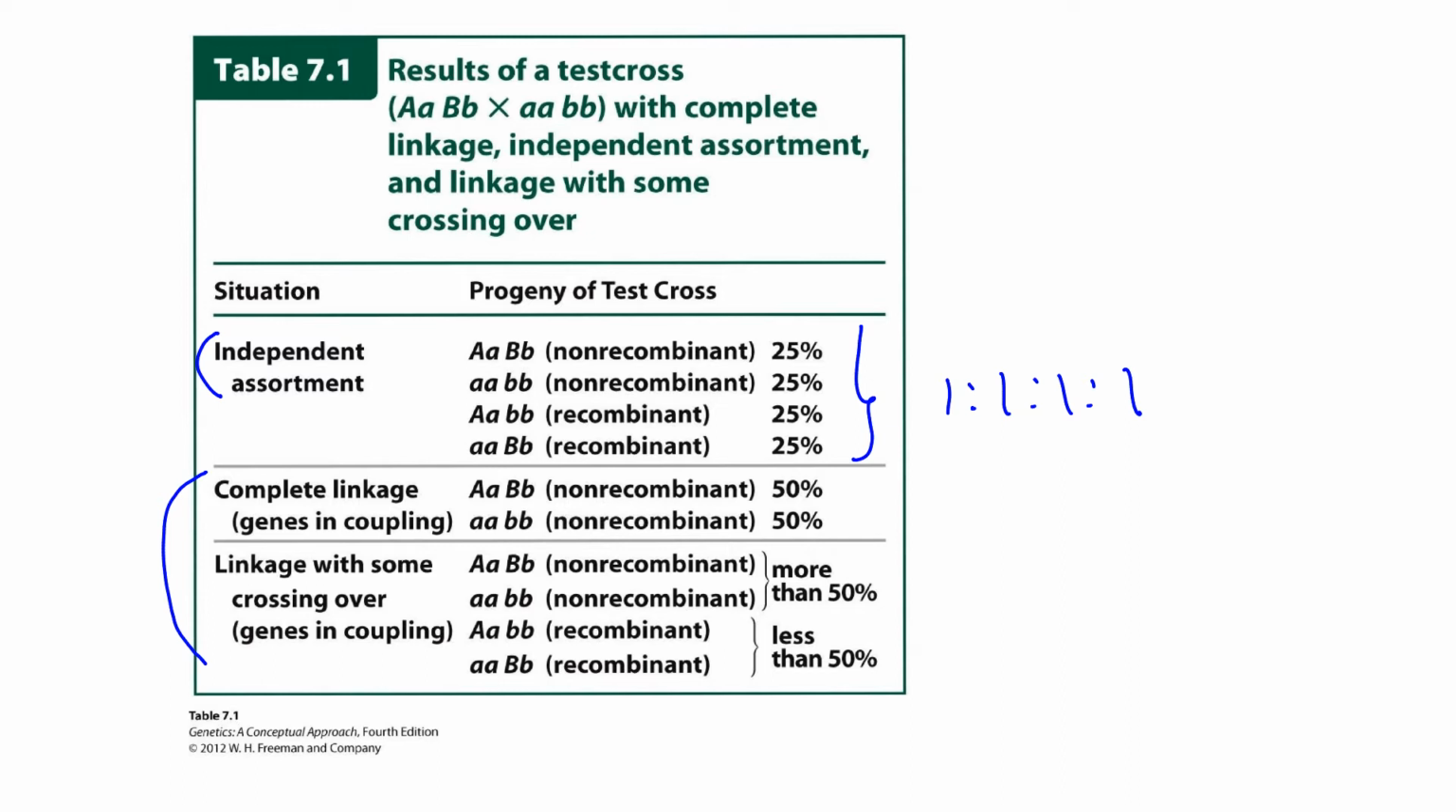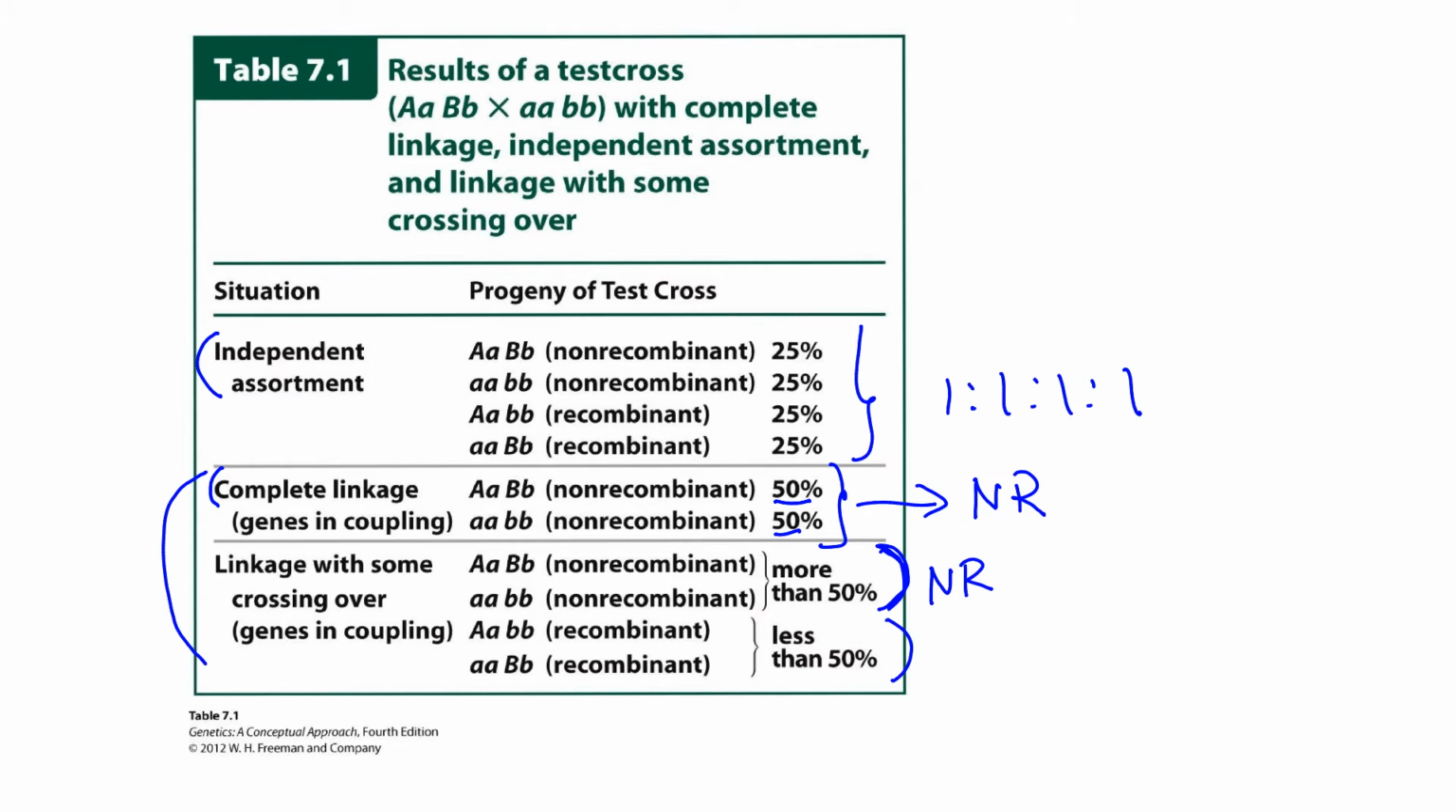However, if we have linked genes which are in the same linkage group, you can have two scenarios. Either you have complete linkage, which always yields only non-recombinant progeny. You remember, complete linkage happens if two genes are too close to each other, so there is no crossing over. And half of the progeny would resemble one parent and half will resemble the other parent. Now, if two genes are in the same linkage group, but there is some crossing over taking place, you will always have 50% or more than 50%, be careful, more than 50% non-recombinant, and you will always have less than 50% recombinant offspring.